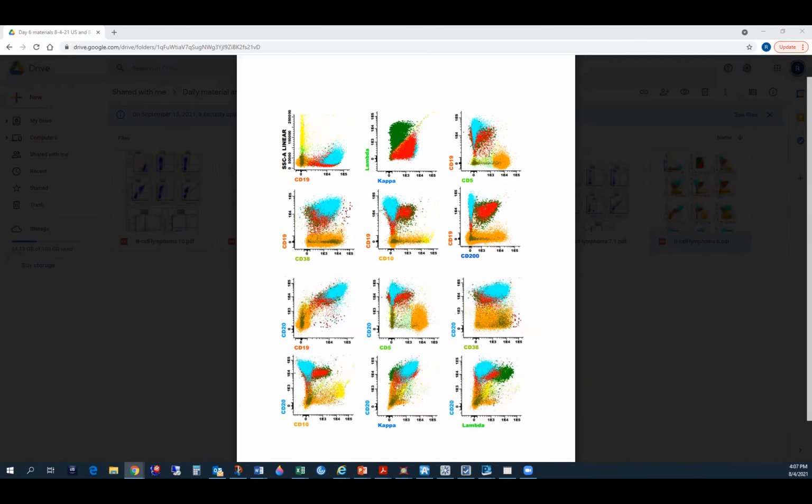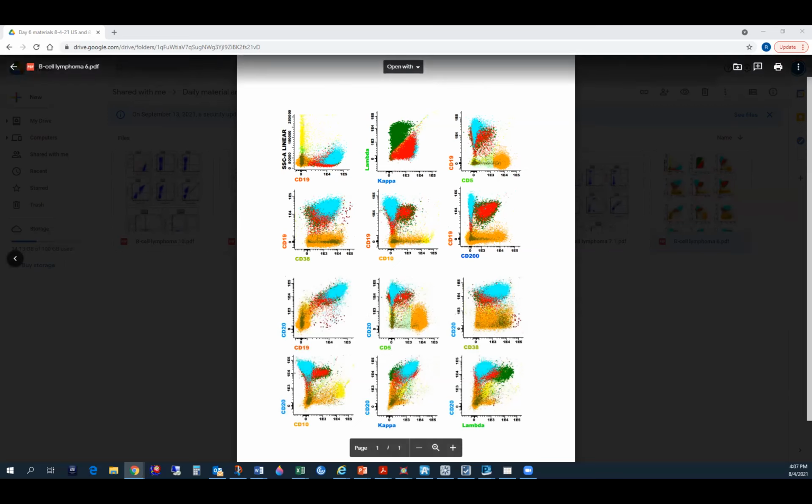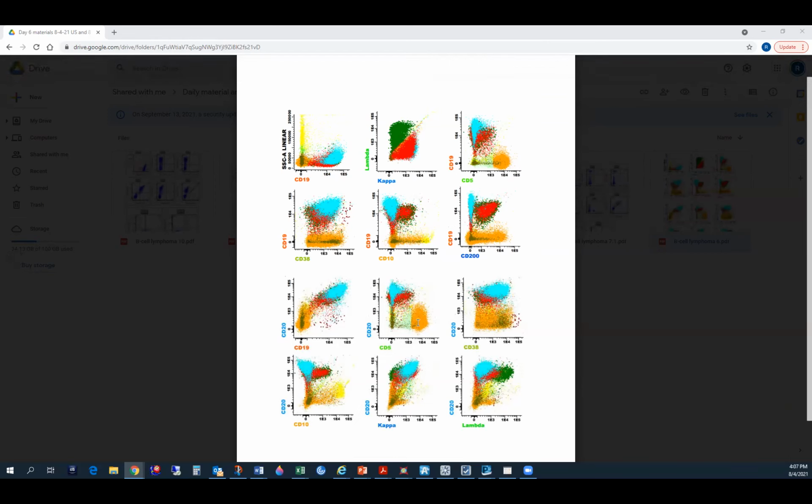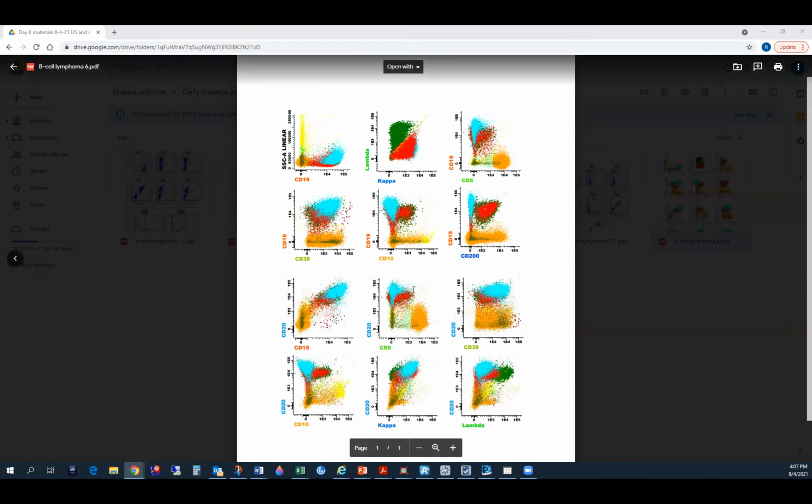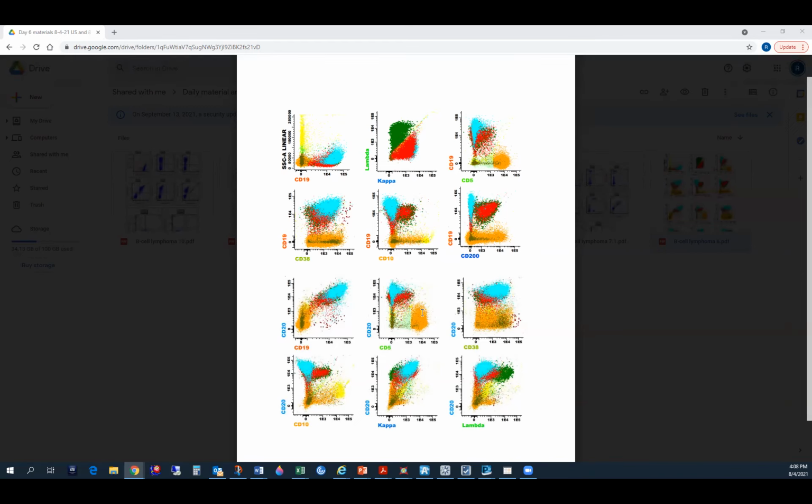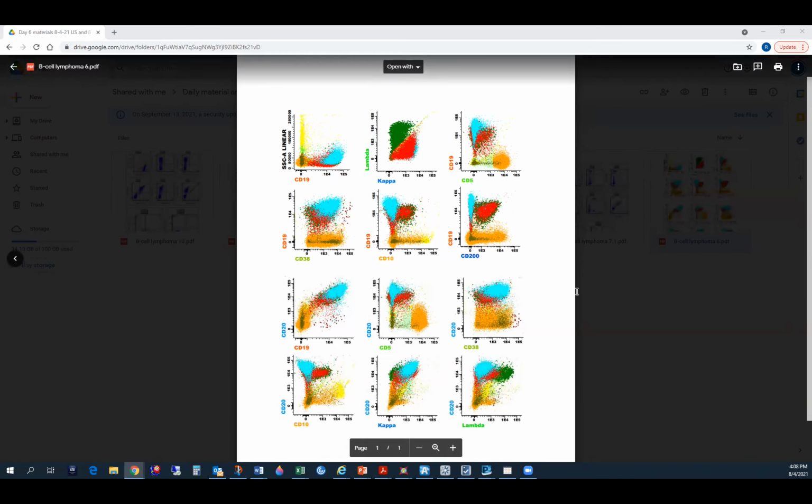And this population with bright CD5, that is T cells. One thing I want you all to see when you look at your T cells is that they will have a little bit of dim CD20. So that's okay. You'll see a spray going towards CD20, and there are even some T cell neoplasms that express very dim CD20. That is okay. It doesn't make it ambiguous. T cells do have that little bit.